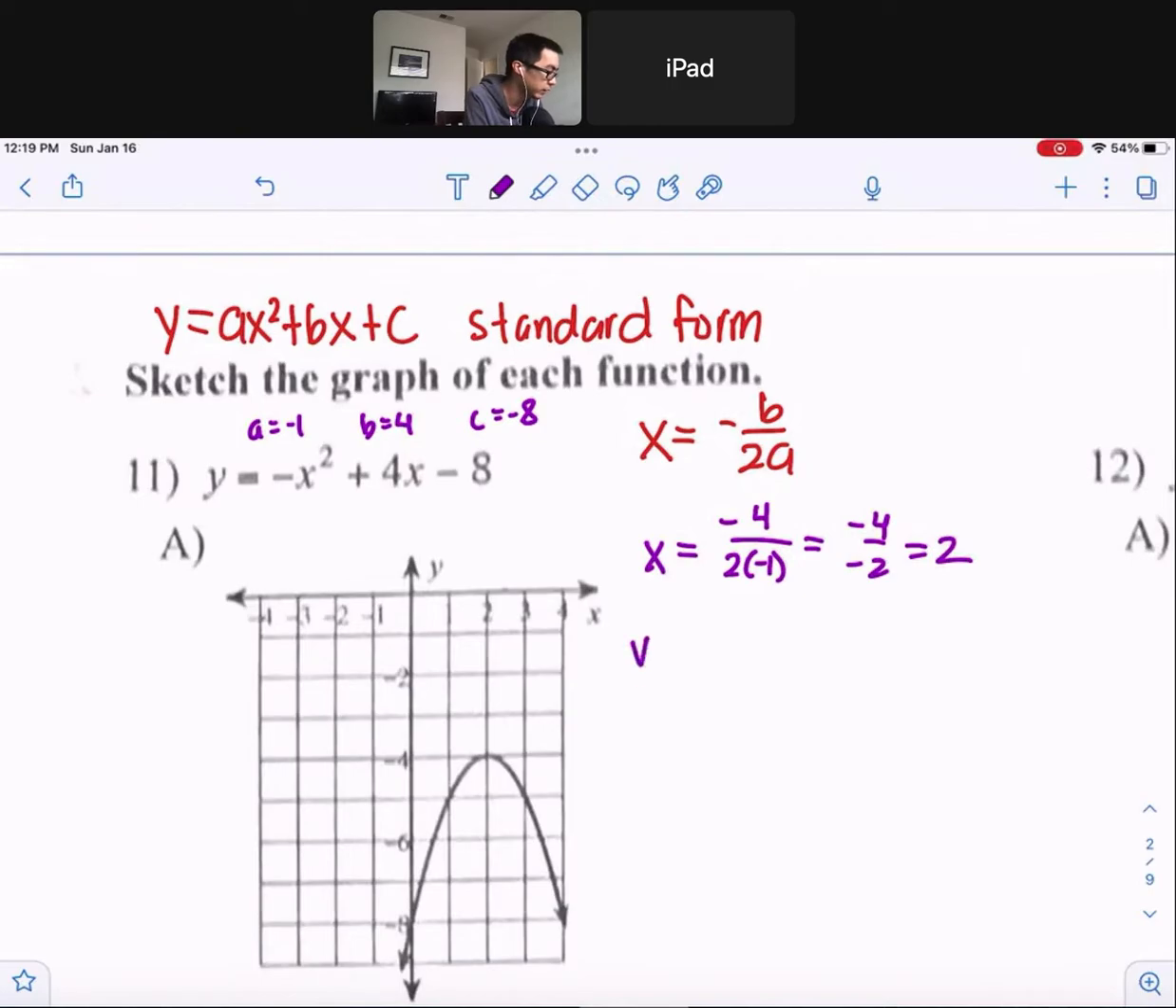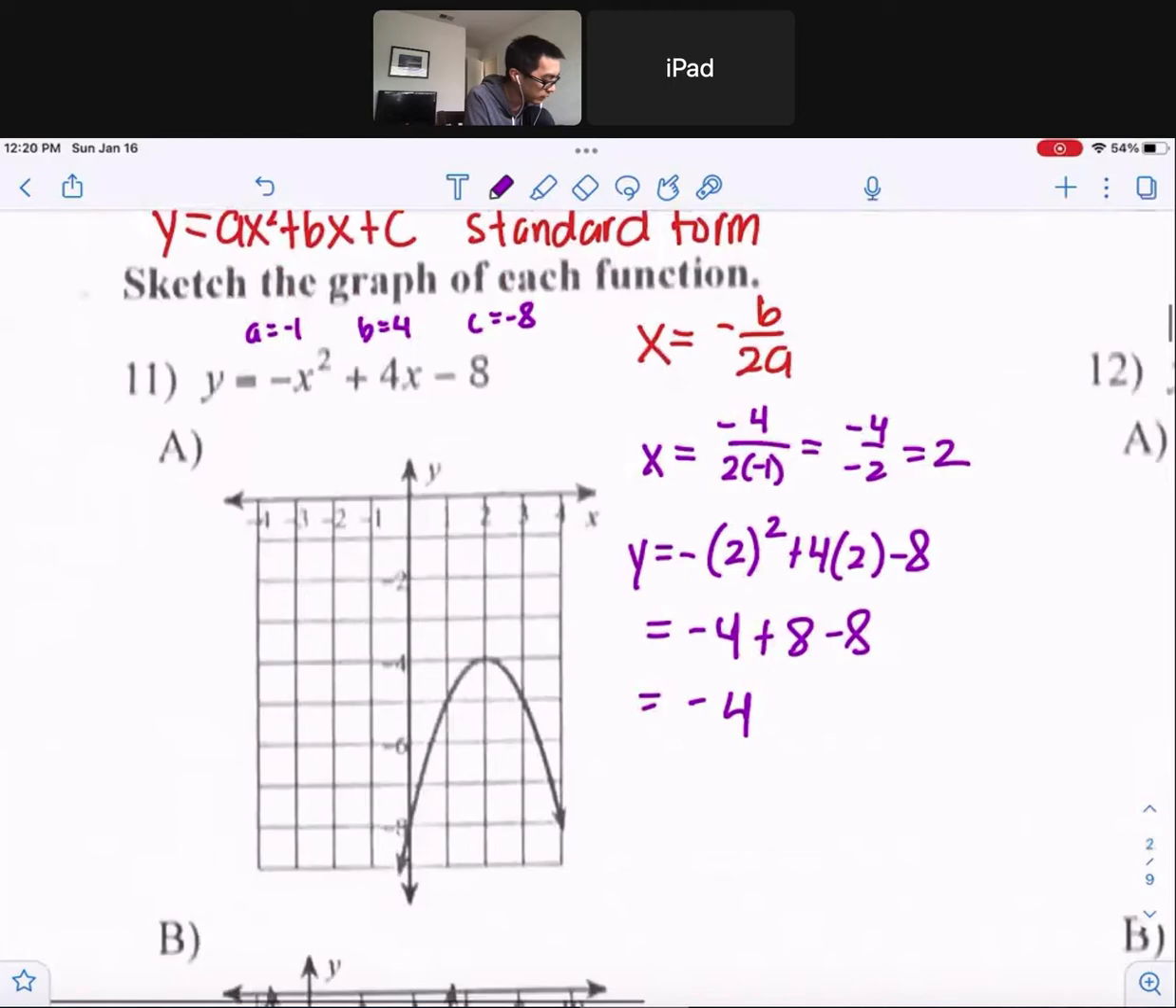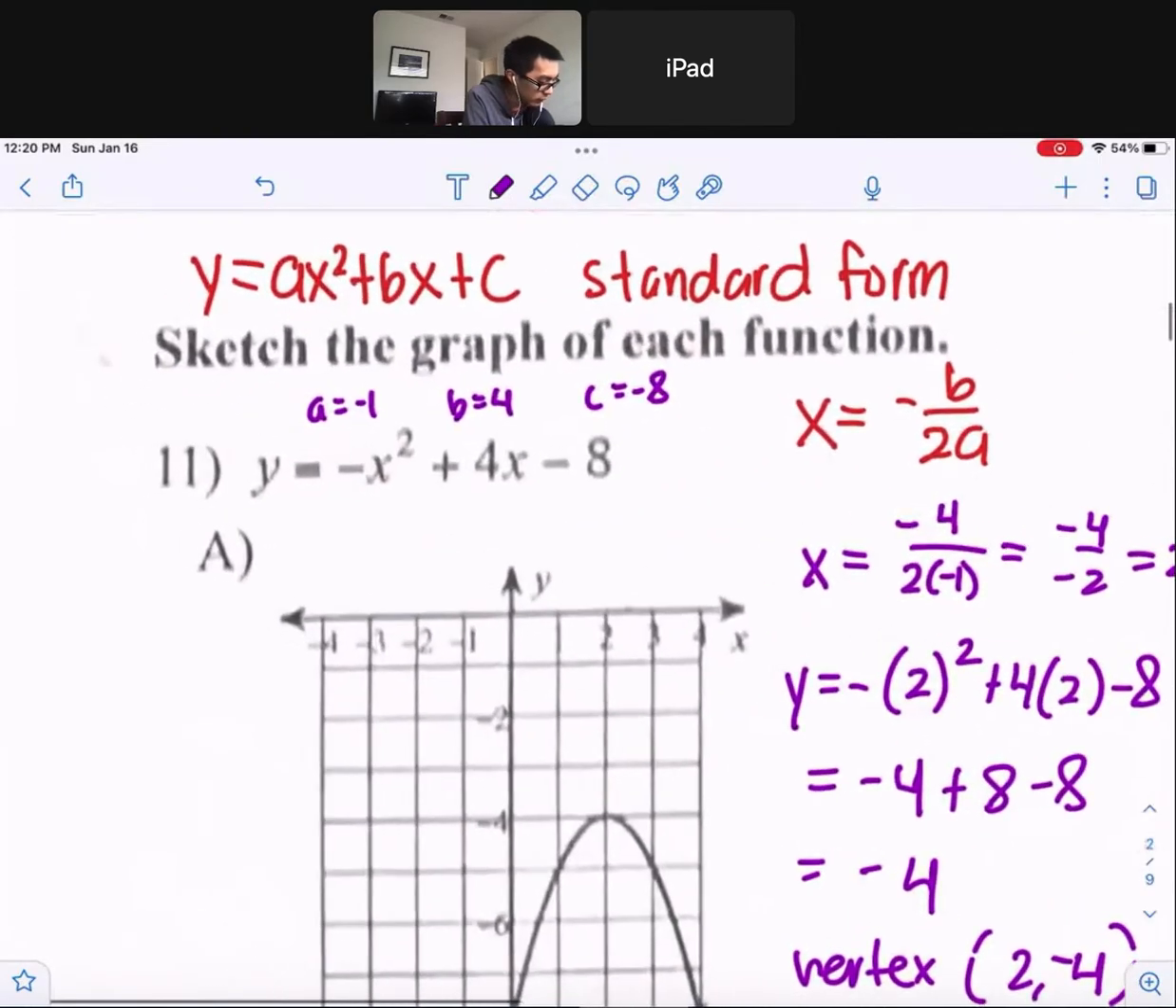Now to find our y value, we just plug this into the formula to find our y value. So 2 squared is 4, so negative 4 plus 8 minus 8, which is negative 4. So our vertex is going to be 2 comma negative 4. And one thing to notice, you guys, because our a value is negative, so it's less than 0, that means our graph is also going to open down. We also know that the y-intercept is going to be negative 8.